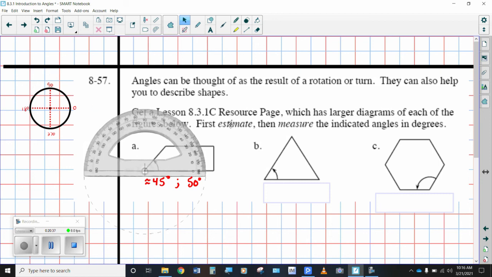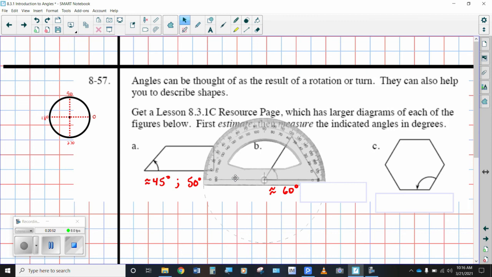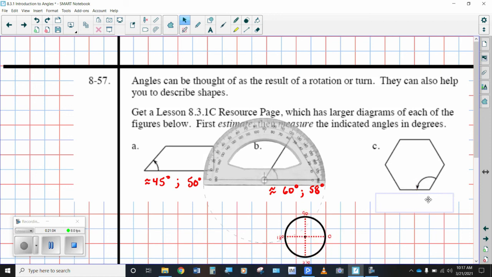For this one, my estimate was about 40. No, it wasn't. What was it? Was that about the halfway mark? 45? No, that's probably closer to 60 degrees, I think. Yep, I thought about 60 degrees. What's the actual? Hey, it's about 58 degrees, actually. Pretty close. And this one right here, we thought it was obviously obtuse, and maybe that's about 120, somewhere in the 120 range.